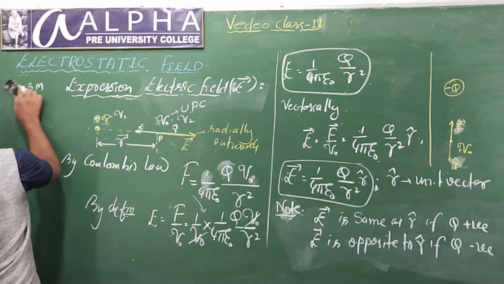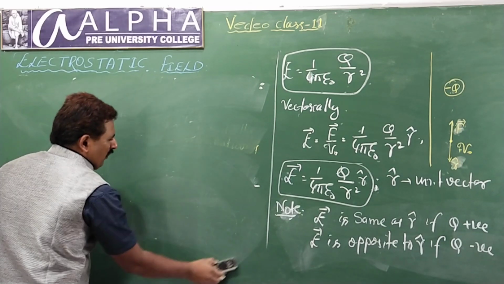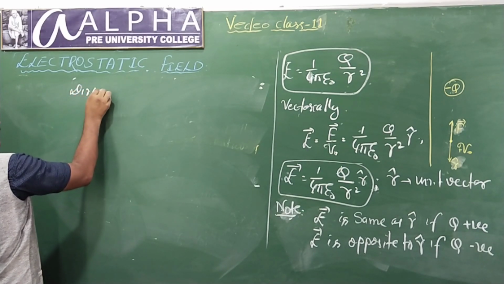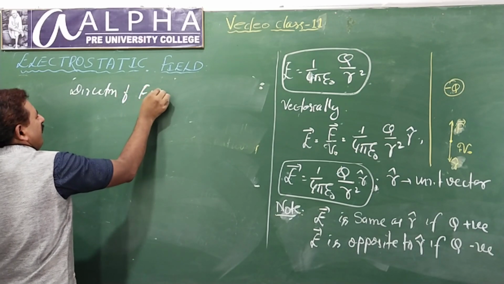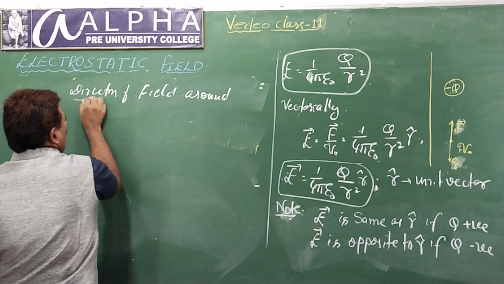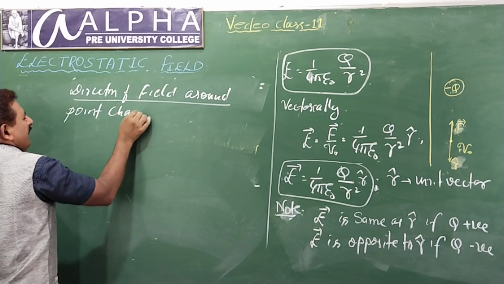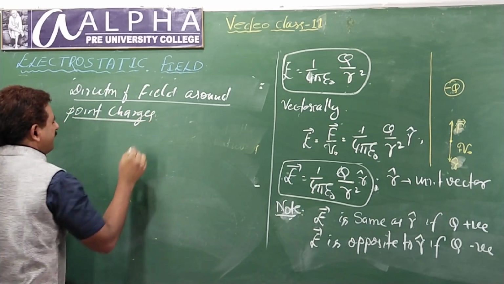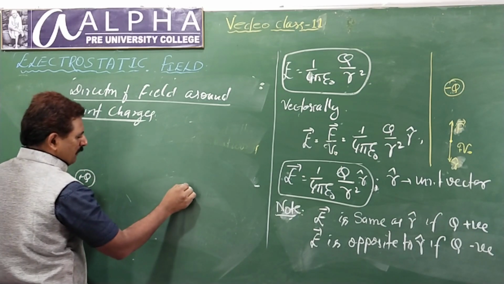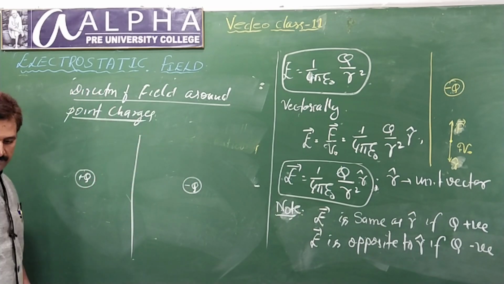Now we'll show the direction of the electric field around point charges. There are 2 cases I consider: one plus Q, the other minus Q. It's very easy. You are considering them separately.